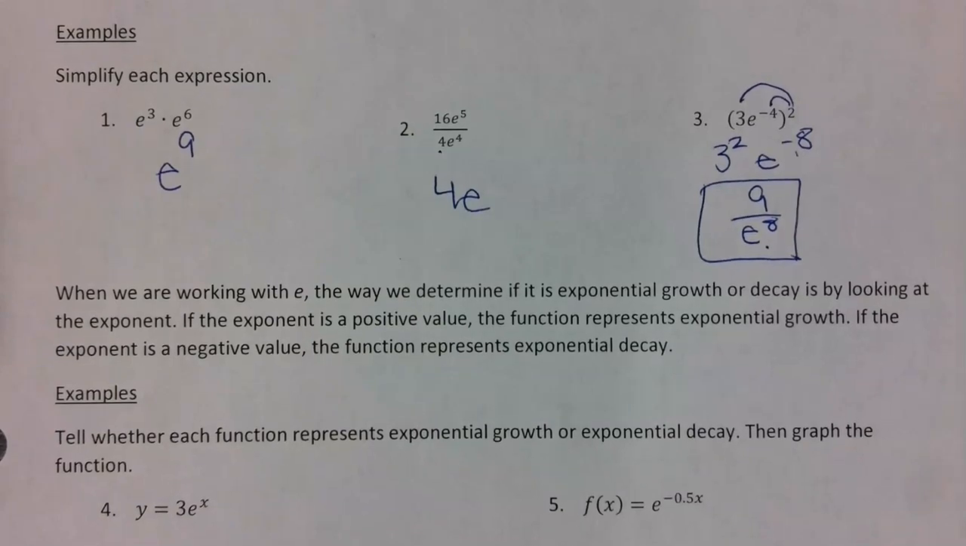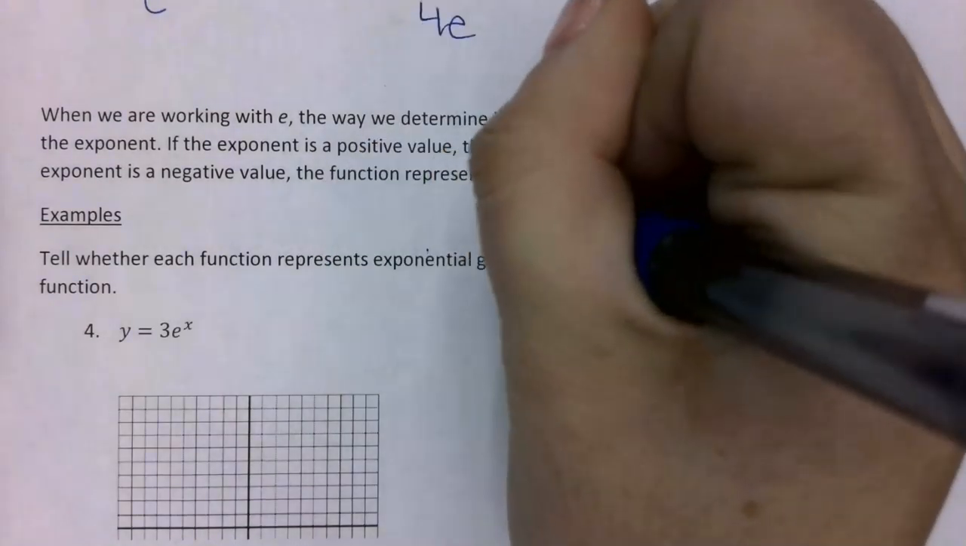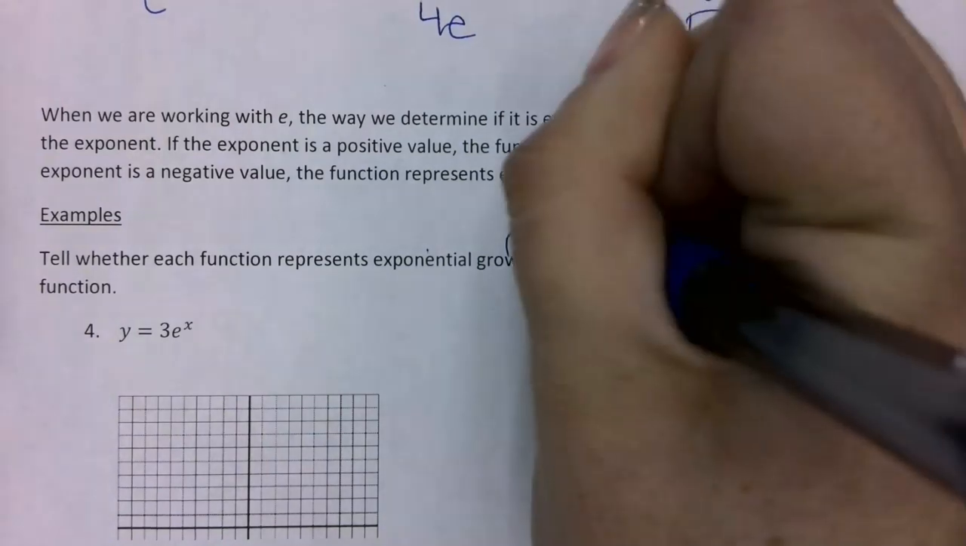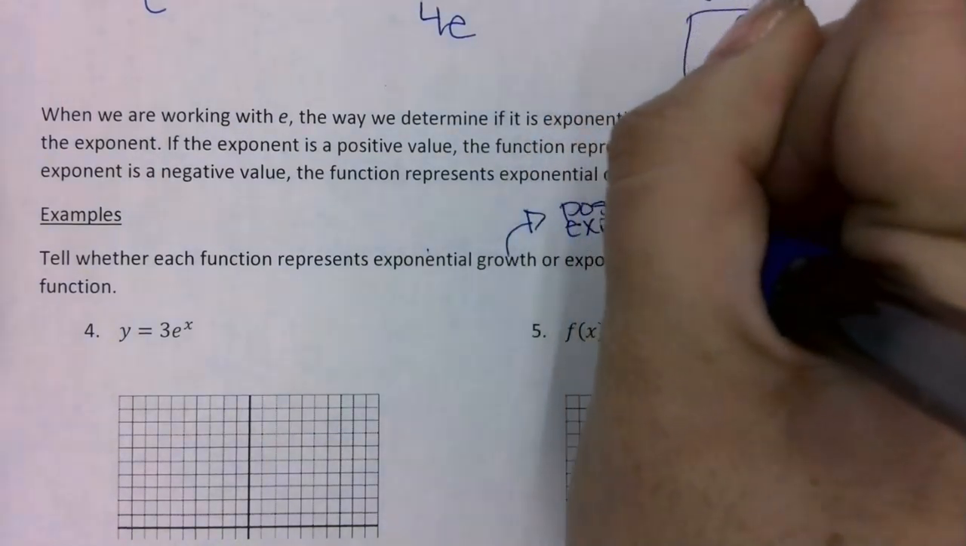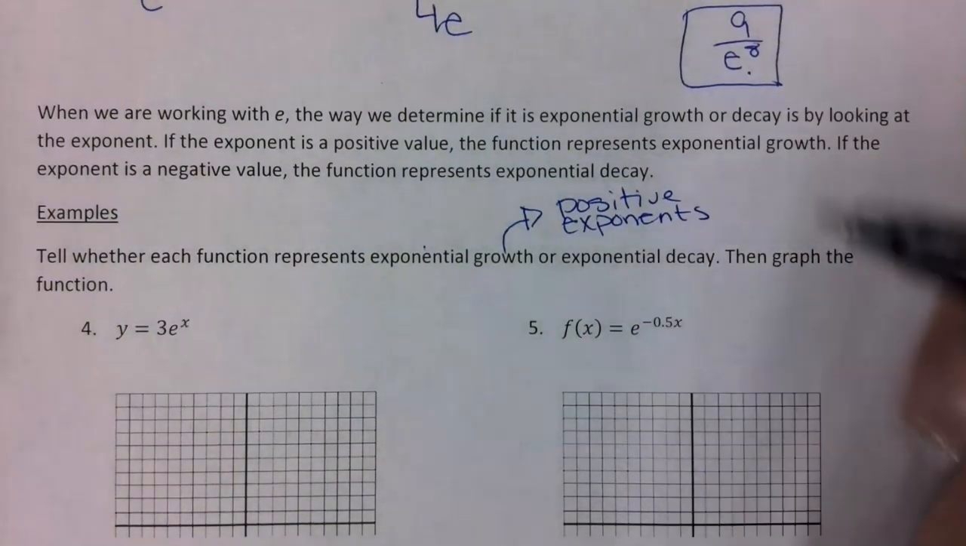Okay, so when I'm working with e, exponential growth is positive exponents, and exponential decay is negative exponents.